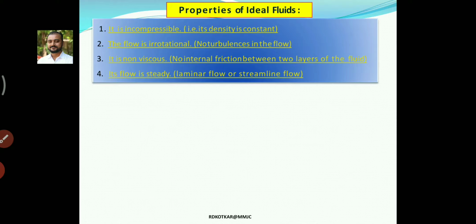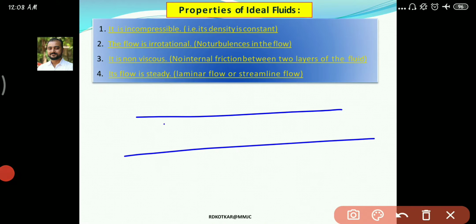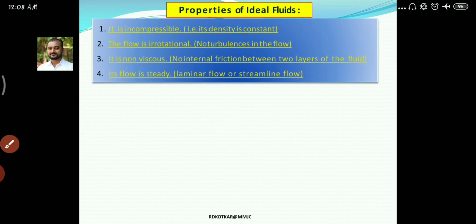Then the fourth property: its flow is steady, meaning it has a laminar flow. What is a laminar flow? The laminar flow is the flow in which all the particles of the liquid are moving with the same velocity. So this property is called steady flow, streamline flow or laminar flow.